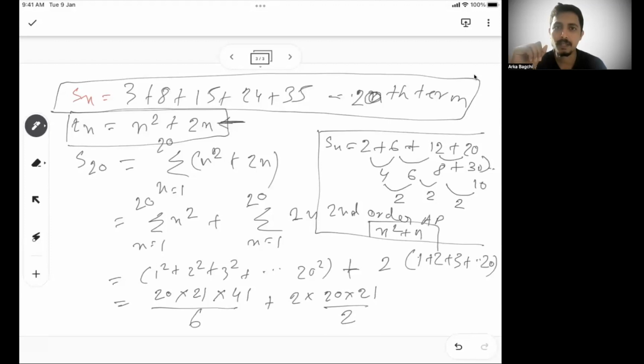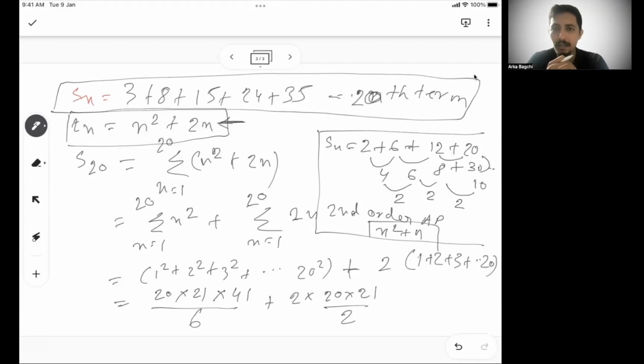And I'm not discouraging you to do it. Actually, I'm encouraging it, if you can identify the generic term just by seeing the terms. First, you have to identify which order AP it is: first order, second order, third order. Once you identify that, it is easy to identify the generic term, right? The generic term in the previous case is n square plus 2n. In this case, it's n square plus n. So if you can identify the generic term, go ahead and solve the problem right away. There is no doubt in that.